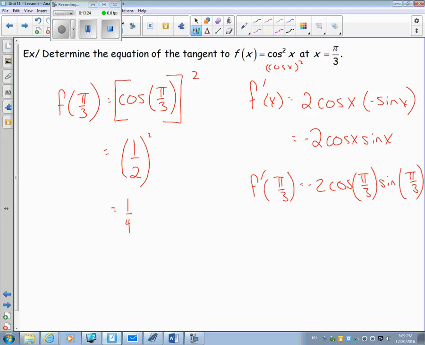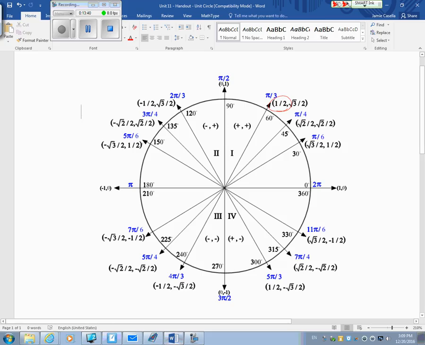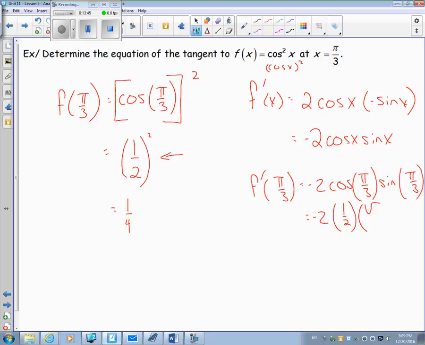Now I already know what cos of pi over 3 is because we used that in our previous point. Pi over 3, we figured out over here, was 1/2, right? So 1/2. I need the sine part this time though, so let's go find the sine of pi over 3. That's this piece. So root 3 over 2. Multiply it all together. We're going to end up with negative 2 root 3 over 4. Or if we simplify that, just negative root 3 over 2. There's the slope of our equation.